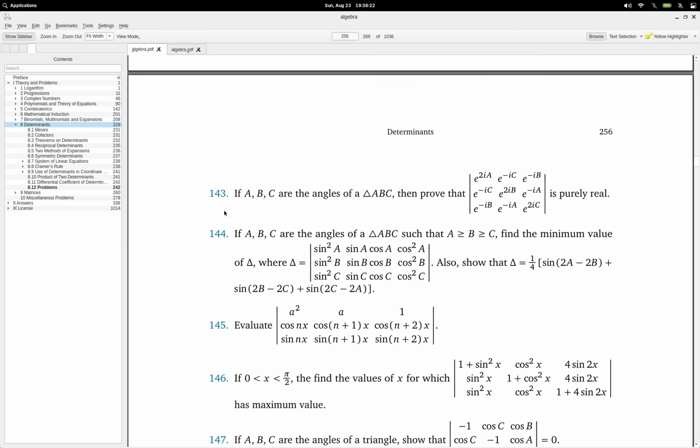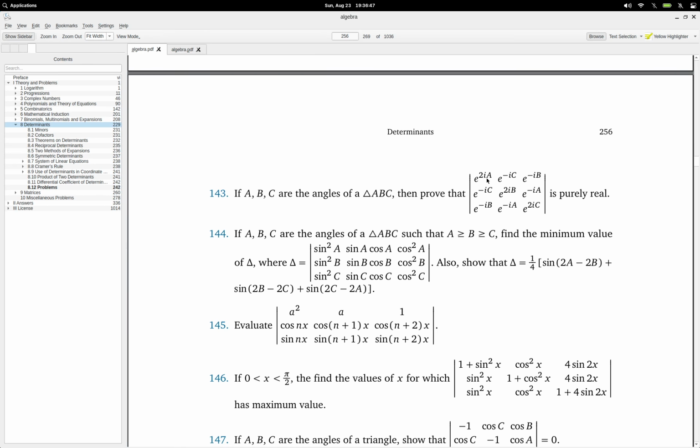Question 143 says that if A, B, C are the angles of a triangle ABC, then prove that the determinant with rows e to the power 2ia, e to the power minus ic, e to the power minus ib; e to the power minus ic, e to the power 2ib, e to the power minus ia; e to the power minus ib, e to the power minus ia, e to the power 2ic is purely real.